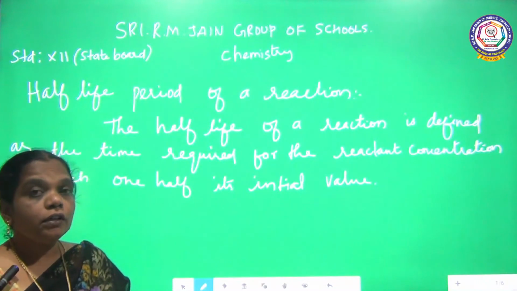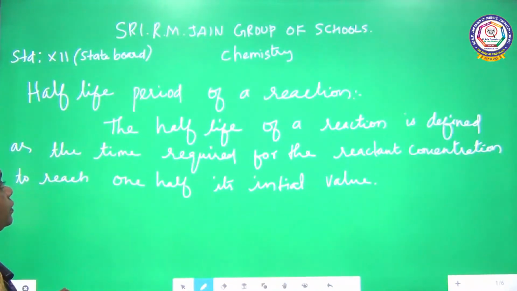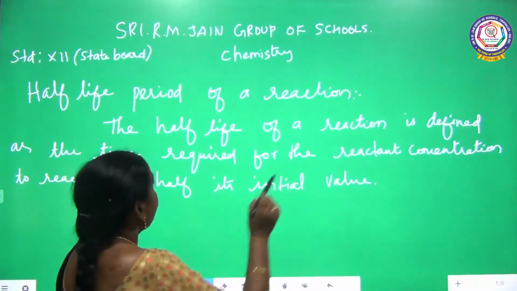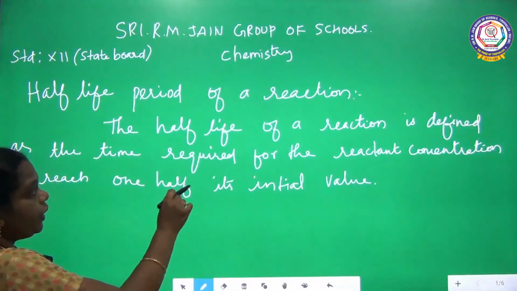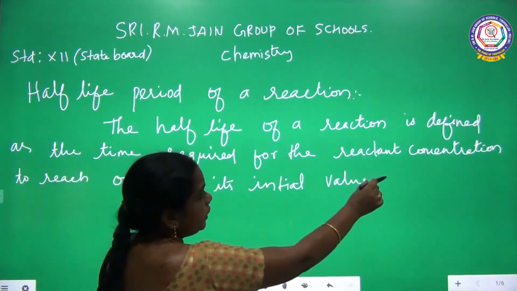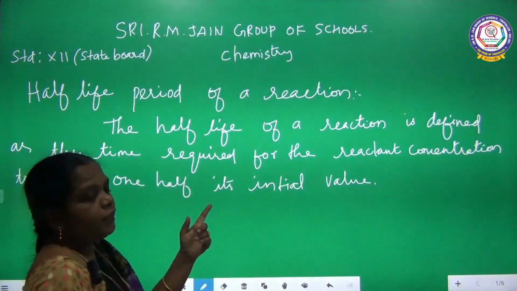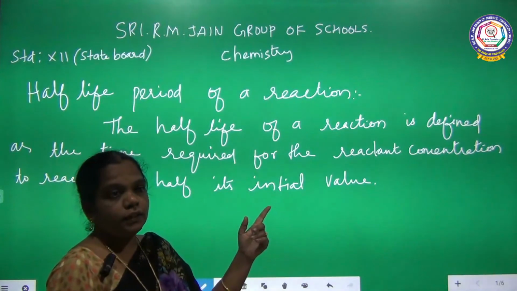Children, now we are going to learn about the half-life period. The half-life of a reactant is defined as the time required for the reactant concentration to reach one-half of its initial value. That is called the half-life period.